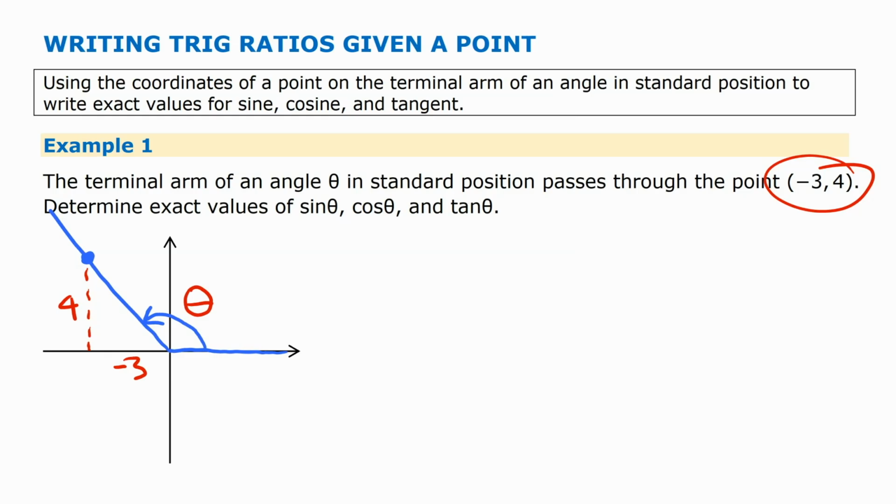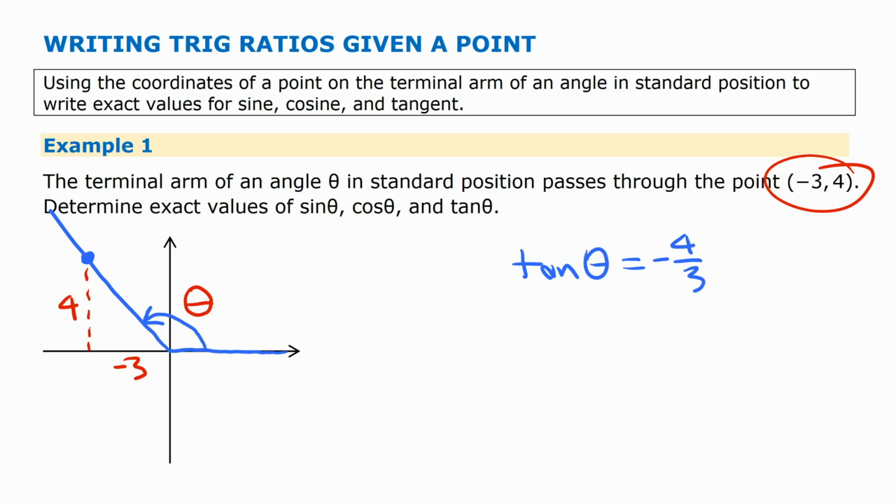So to write the ratios, we can write one of them with just the values we already have, without finding anything else, and that is the tangent ratio, because tangent is y over x in our circular definition. So tangent of theta is y over x, which is 4 over -3. I can write it like that, or I can just say it's -4/3.